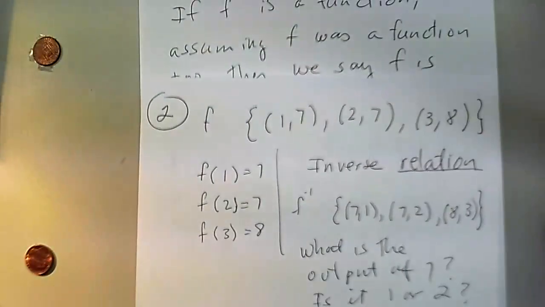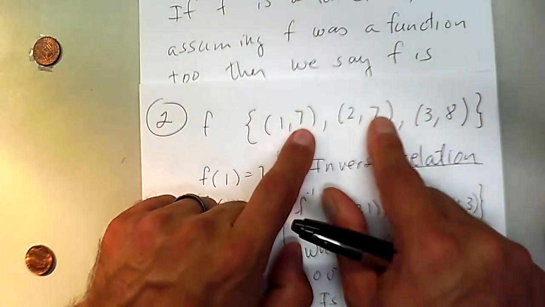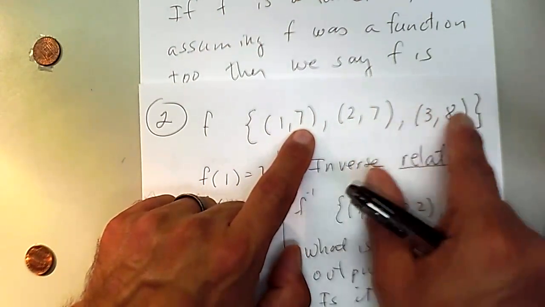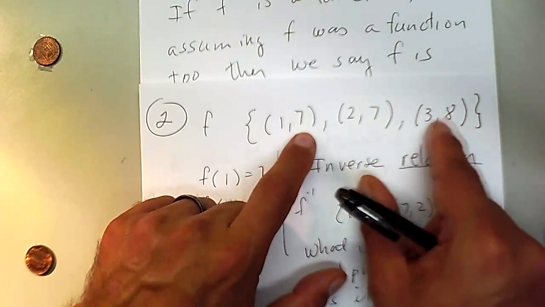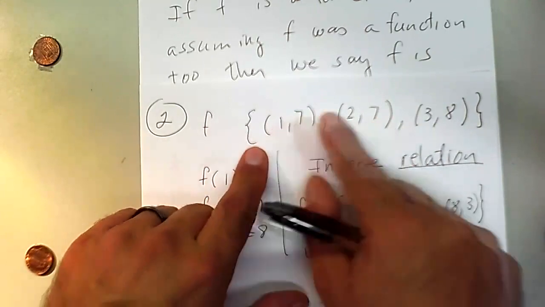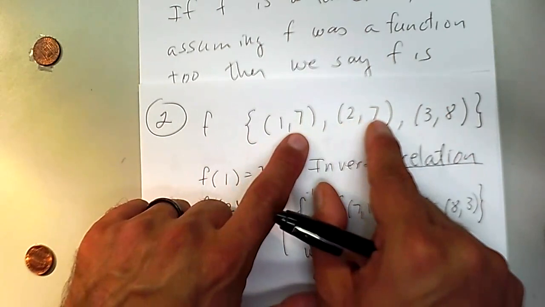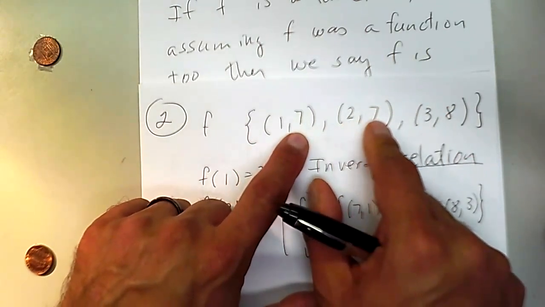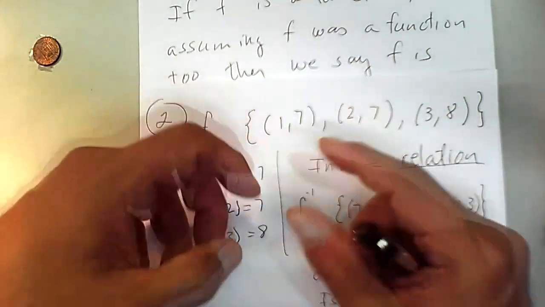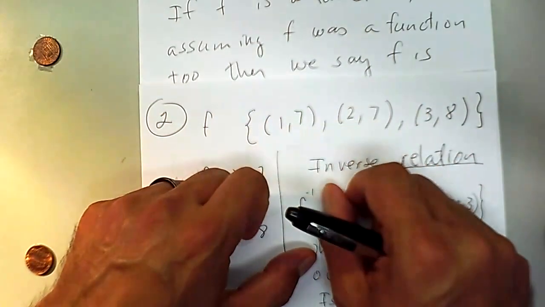So what messed up this function? The fact that 2 7s came out. There's a repetition. The 8 didn't matter. That's not a problem. Had there been 2 8s, then that would have contributed to the problem. But here, the 2 7s is what messed this up. This function is not one-to-one because two different inputs have the same output, violating the property of one-to-one function.